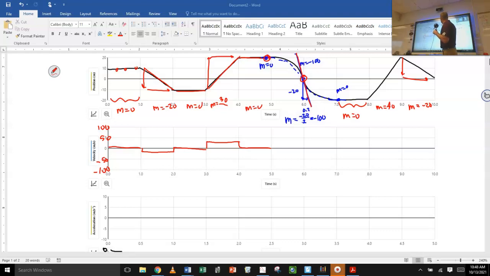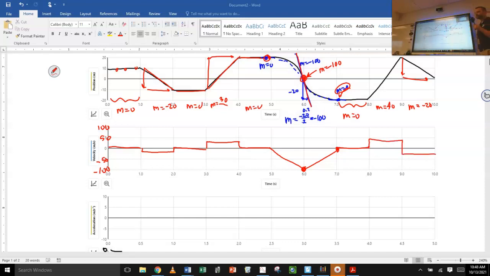So my velocity here is 0, and then I go down to negative 100. I'm increasing my speed in the negative direction. And now I'm decreasing my speed, but I'm still moving in the negative direction. I go from negative 100, my slope right here is negative 100, and then my slope right here is 0, so I have to end up at 0. I'm stopping. And now I have a slope of 40, and then negative 20.